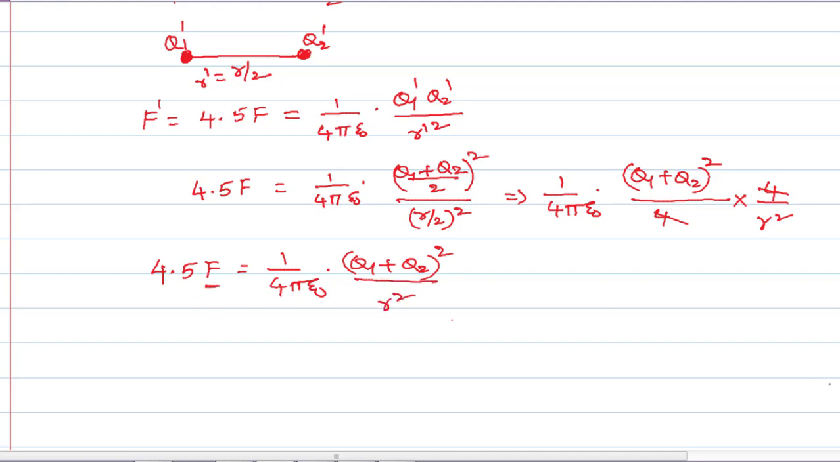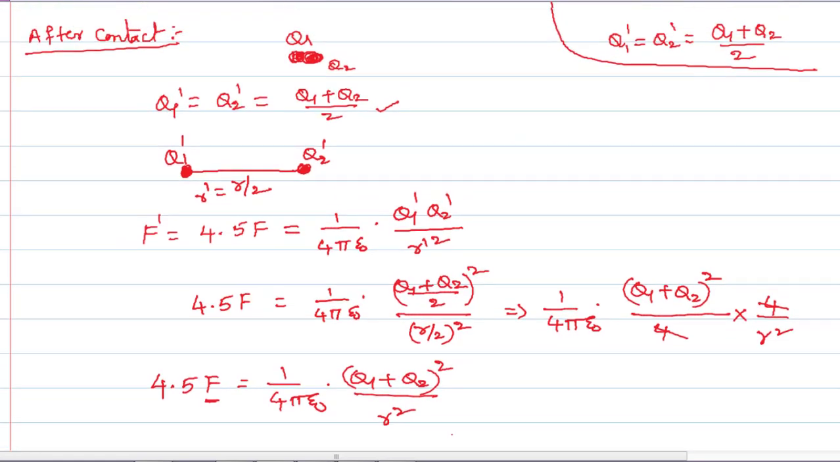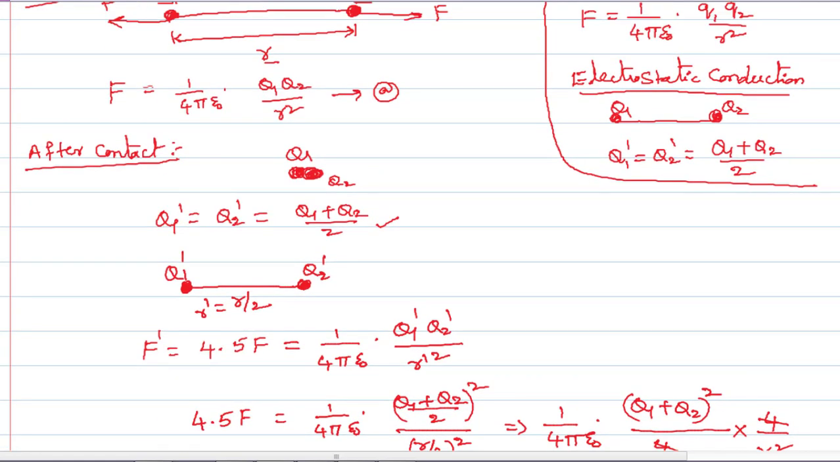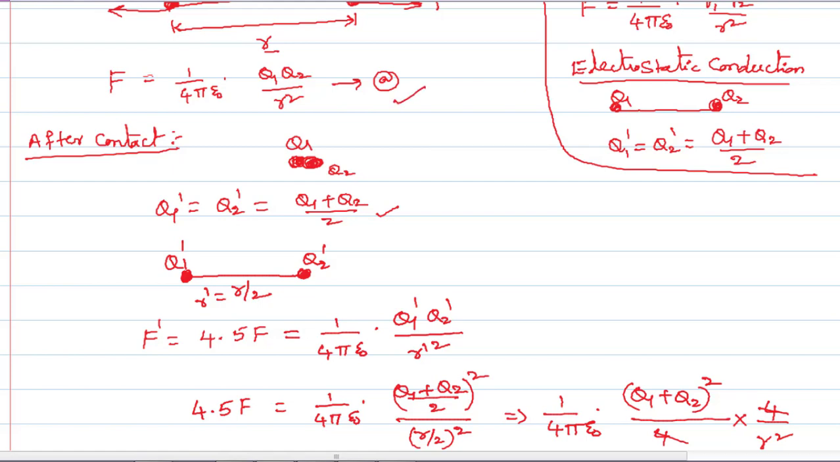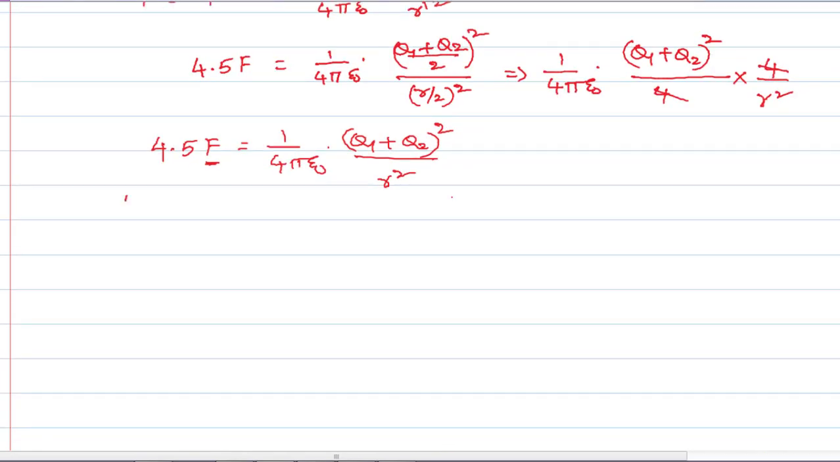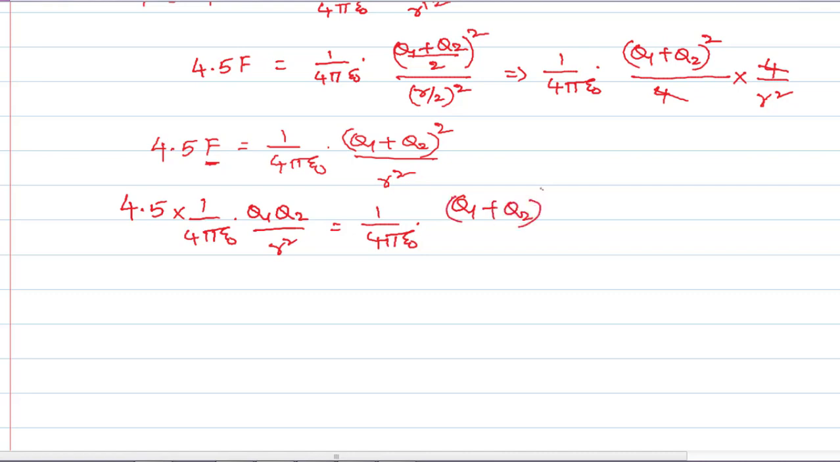Now from equation A, we have the value of F as 1 by 4 pi epsilon naught into q1 q2 by r square. I am substituting that value in this equation. See here, 4.5 into 1 by 4 pi epsilon naught into q1 q2 divided by r square is equal to 1 by 4 pi epsilon naught into (q1 plus q2) whole square divided by r square. The r square on the left hand side and right hand side, the same terms can be cancelled. So 4.5 into q1 q2 is equal to (q1 plus q2) whole square.